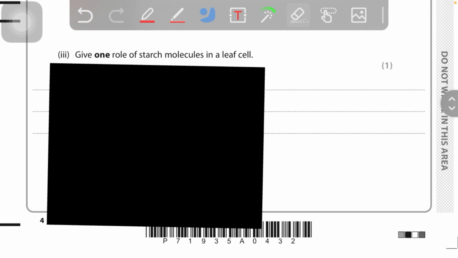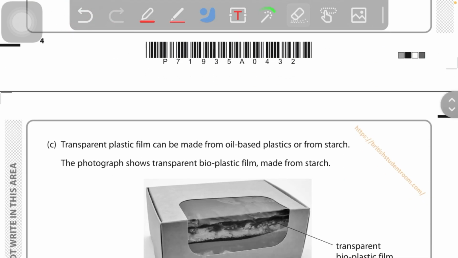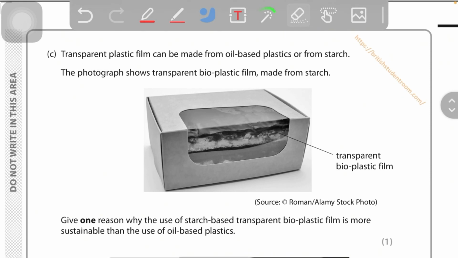Give one role of a starch molecule in a leaf cell. What is the role of a starch molecule? Starch stores glucose for energy, right? So this is the role of starch. It stores glucose for energy. So let's move on to the next question.